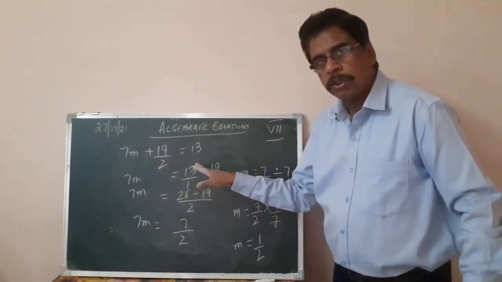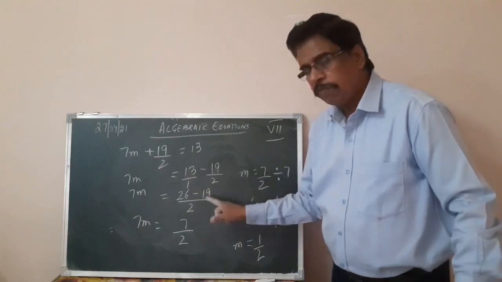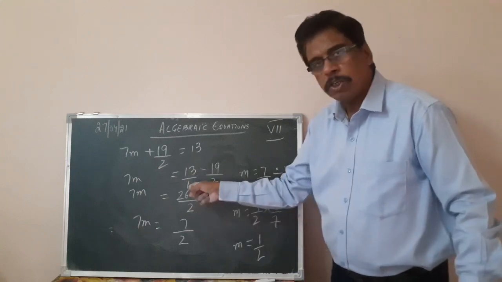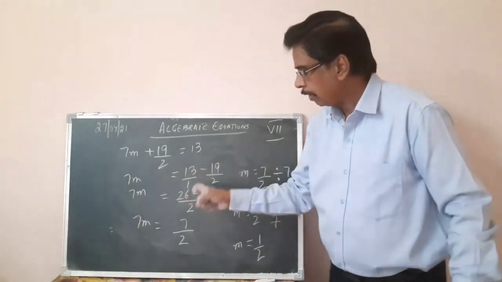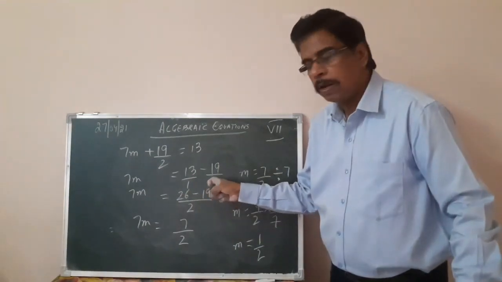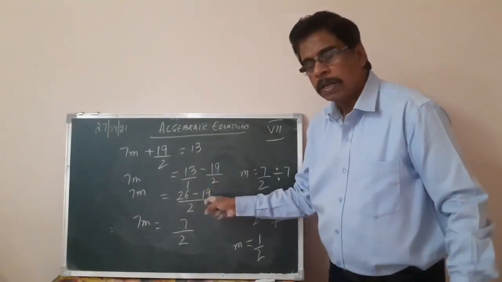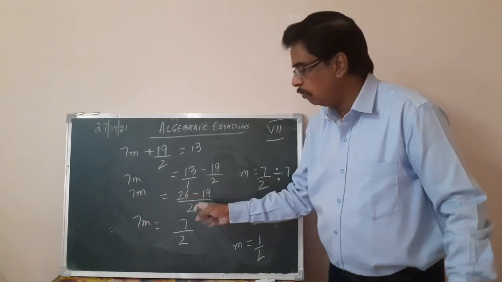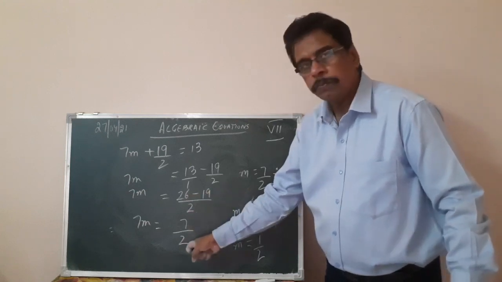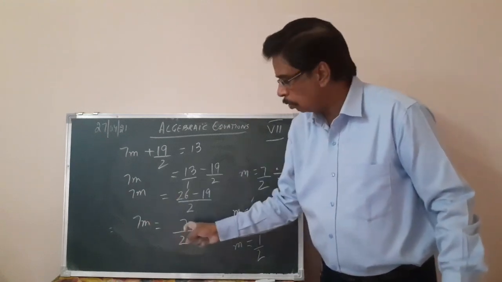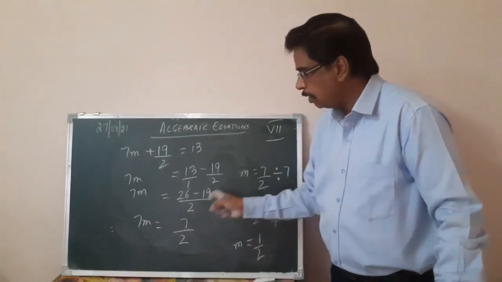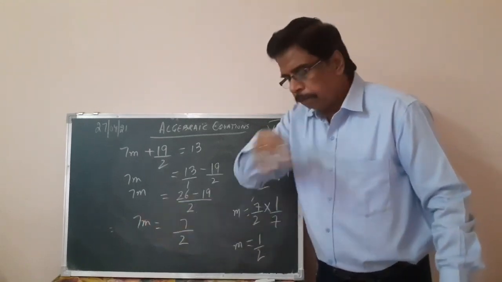The fractions out here, take out LCM. LCM we got 2. 2 divided by 1 is 2. 2 into 13, 26. 2 divided by 2, we get 1. 1 into 19, 19. Subtracting 19 from 26, we get 7 upon 2. So 7m is equal to 7 upon 2.